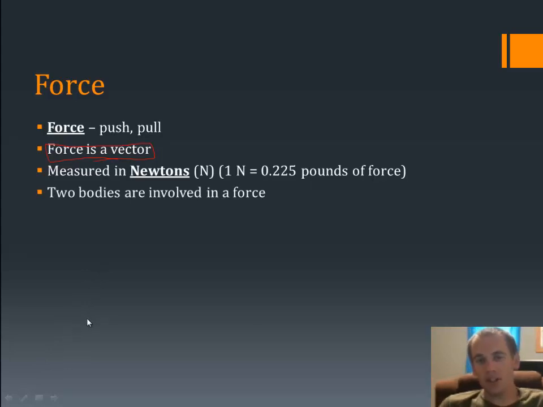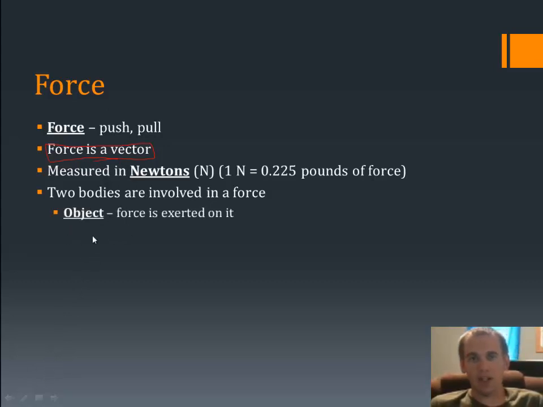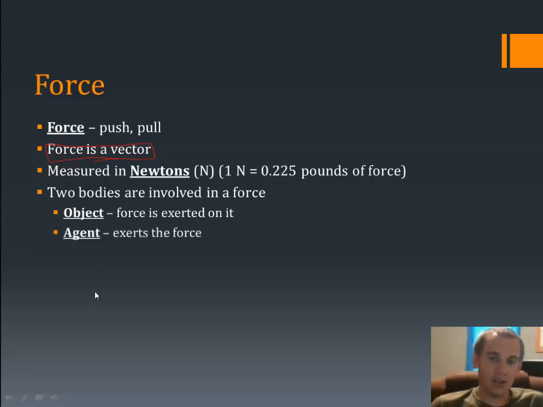Now, whenever a force happens, there's actually two things involved. Okay. These two objects or two bodies push on each other, it turns out, but you can't exert a force on nothing. Okay. So if you're going to push on something, you're what we call an agent because you exert a force, and the object getting pushed is just the object. Okay. So the object gets the force exerted on it, and the agent exerts the force.